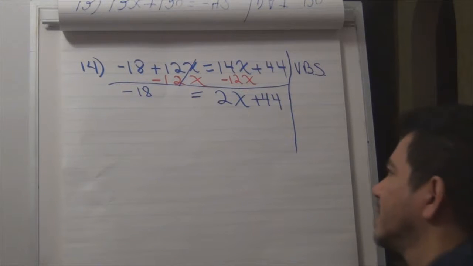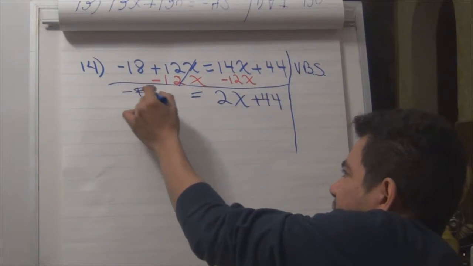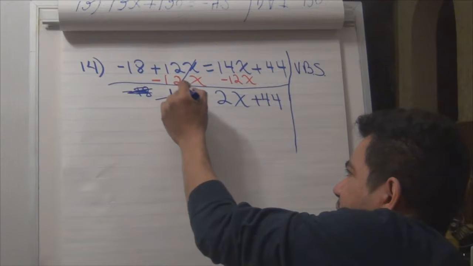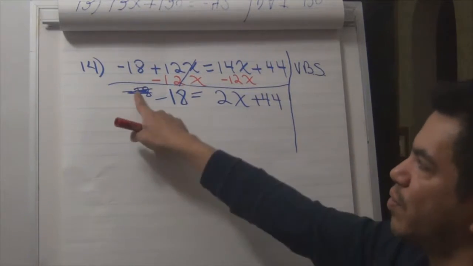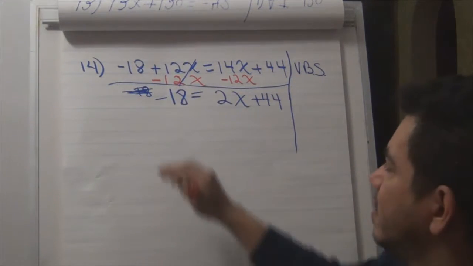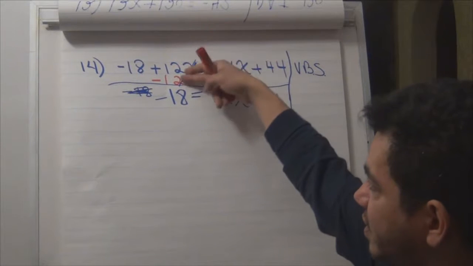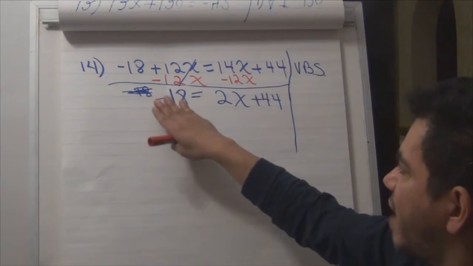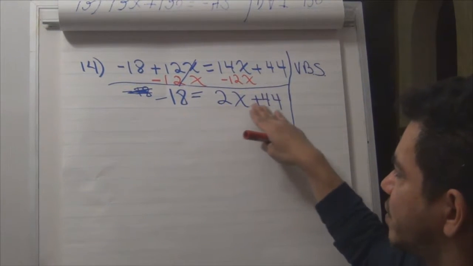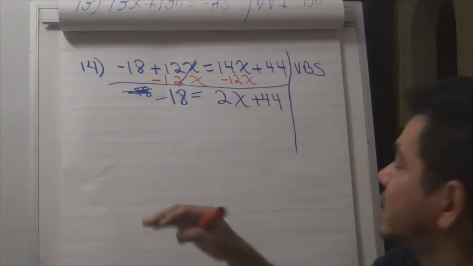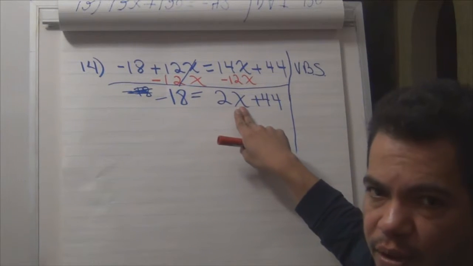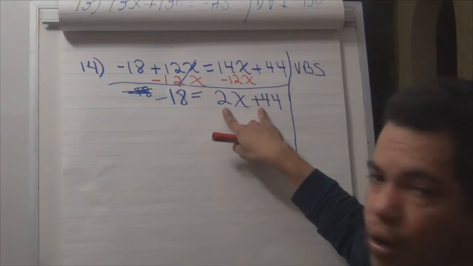So now, wait, let me just rewrite this. Negative 18, because I wrote it, okay. I wrote it too small over here because I brought it down. Anyway, let me put it over here. Now, this is 0, remember that. Alright, so I have negative 18 equals 2x plus 44. Now we go back to having the variable on one side and to have two operations.